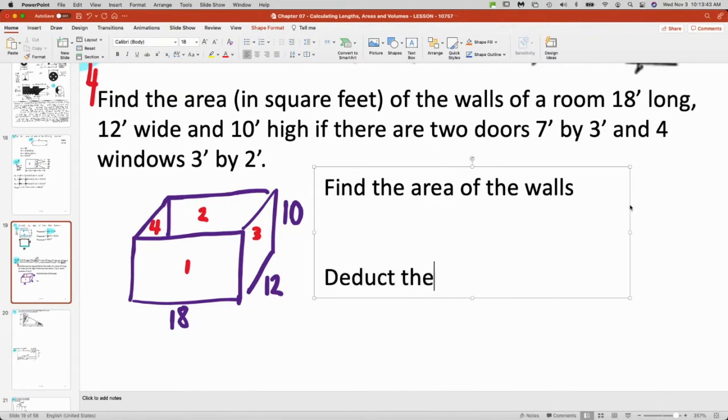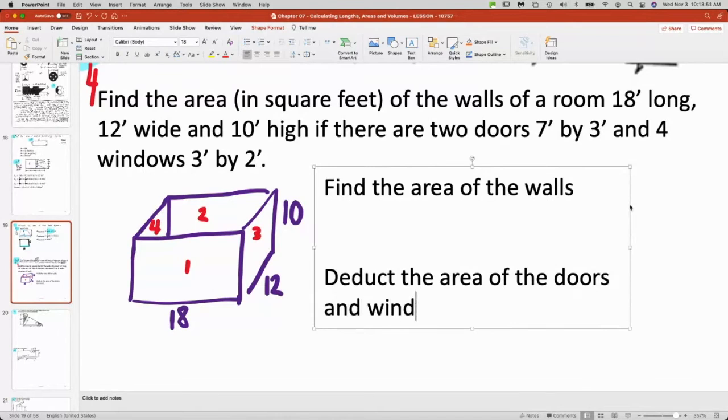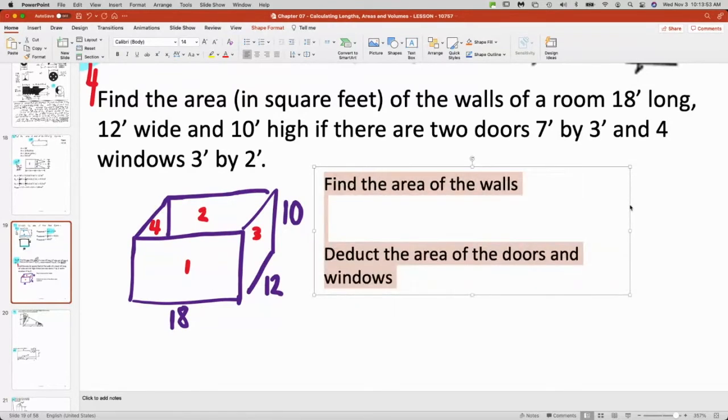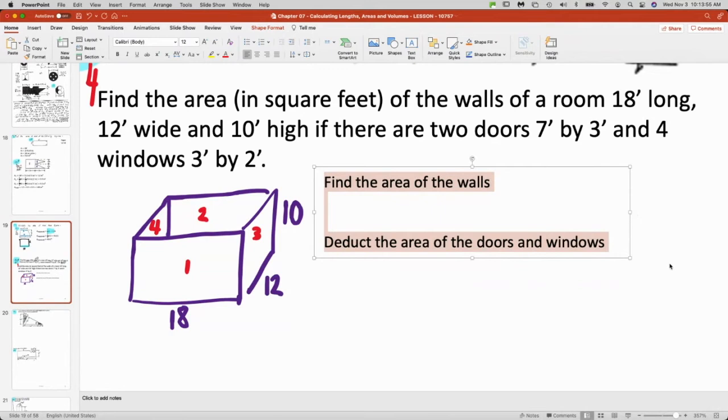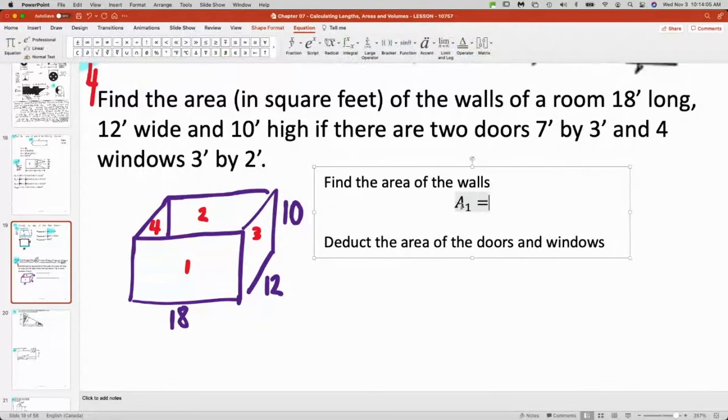And then deduct the area of the doors and windows. So hopefully that strategy is clear. The area of the walls is going to be 4 areas, so we can write down those areas briefly here. The area of number 1.